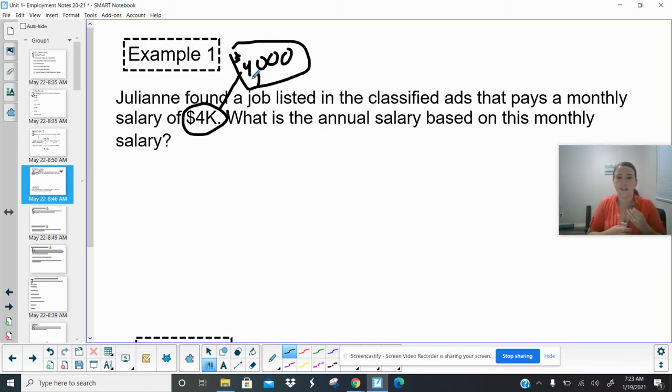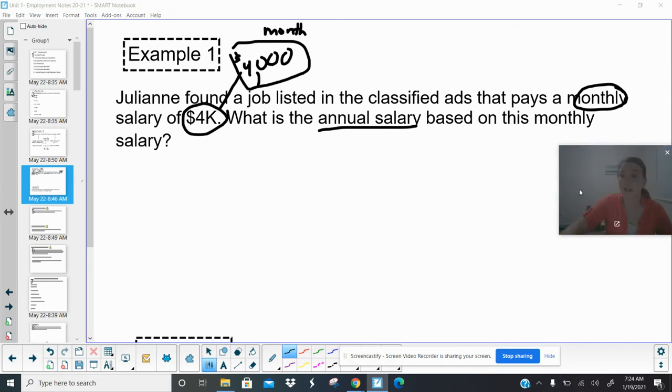So we do need to know that to make sure that we're actually using the right number. Occasionally they will say K. If it's 50K, that's 50,000, right? So forth and so on. So what we need to make a note of here is what this is. Monthly. This is every month she makes $4,000. Or she would if she had this job. What is the annual salary based on this given monthly salary?